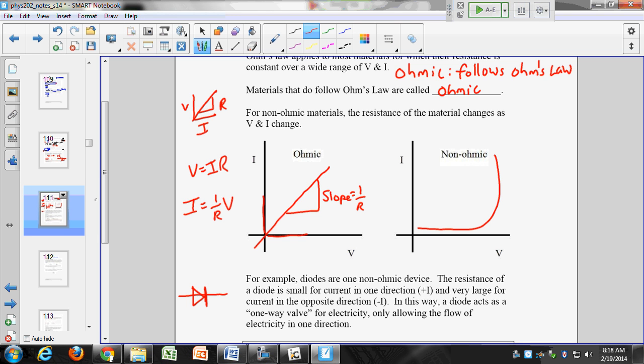It only allows current to flow in one direction. So when you have current flowing in one direction, it acts ohmic, but when it's flowing in the opposite direction, it cuts it down. So its resistance just shoots way up, causing the current to not flow in that opposite direction. Right, so this is a diode. Diodes are just an example of a non-ohmic device. You have a small resistance in one direction, and then a very large resistance in the opposite direction, which means that current doesn't flow in the opposite direction.